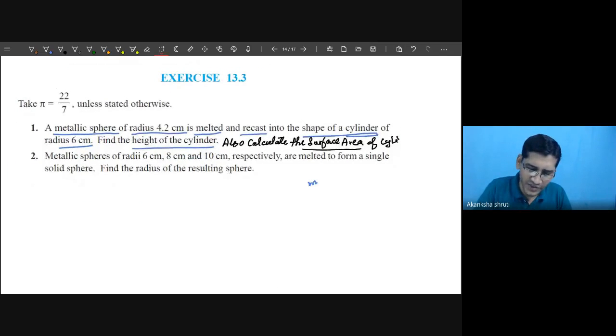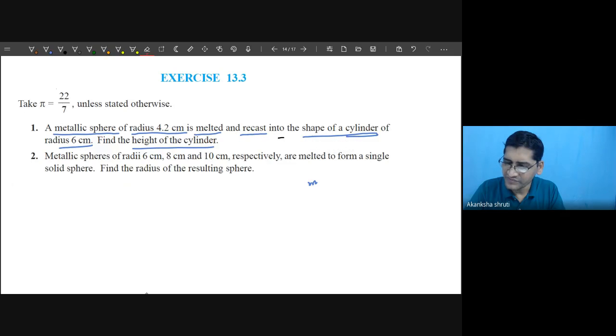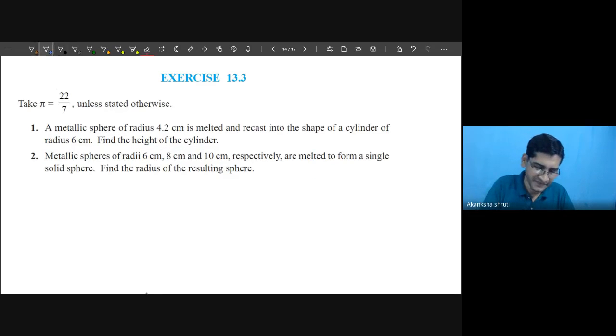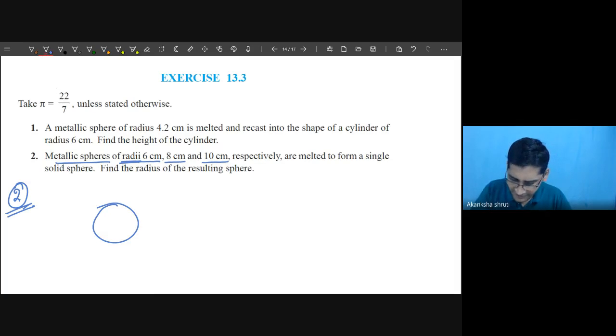Let me take the question number 2 now. So in the question number 2, also you have to draw the figure first. Metallic spheres of radii 6 centimeter, 8 centimeter and 10 centimeter. Student, it is not the radius but radii, means it is the plural. Means 3 spheres are given. So you draw the 3 spheres first. They are of different sizes.